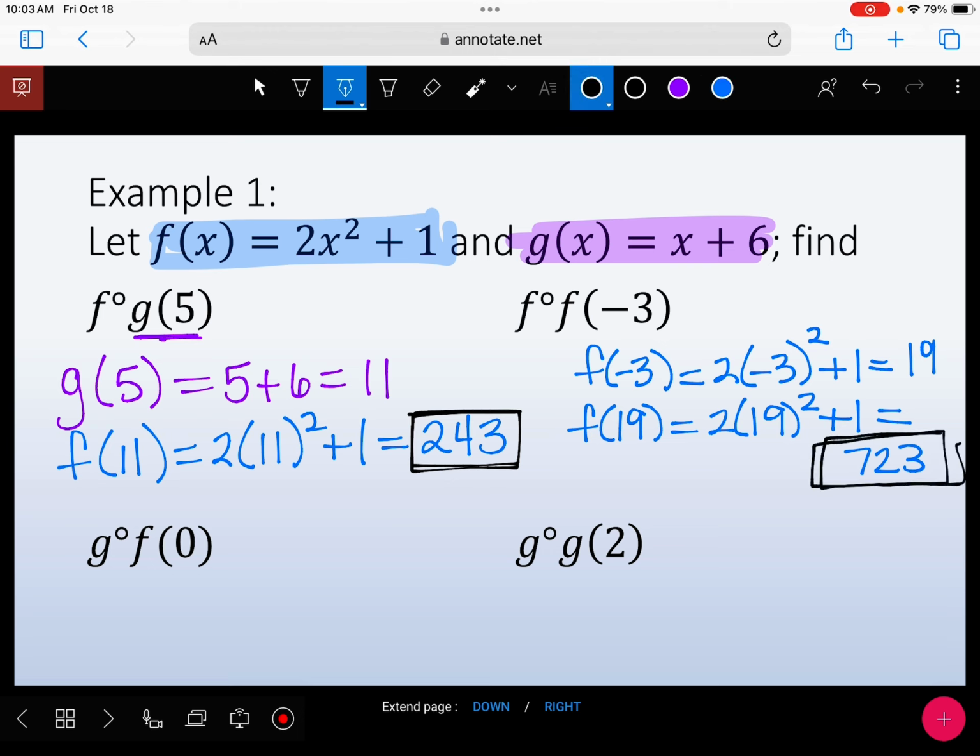Pause the video and attempt to do the next question on your own. So first I would start by finding f of 0. When I substitute that 0 into this equation, I get 1. Then I take that 1 and substitute it inside of my g function. When I do that, my final answer would be 7.